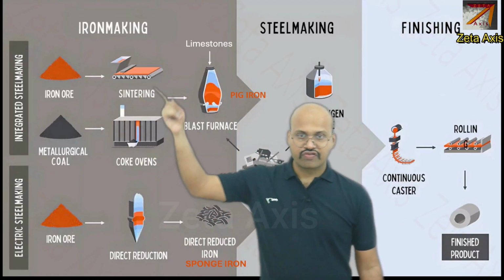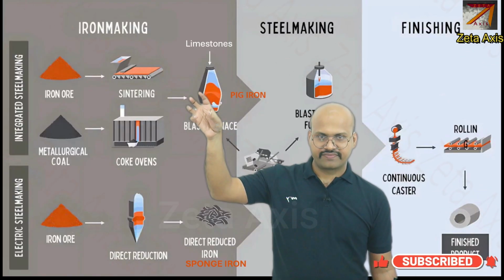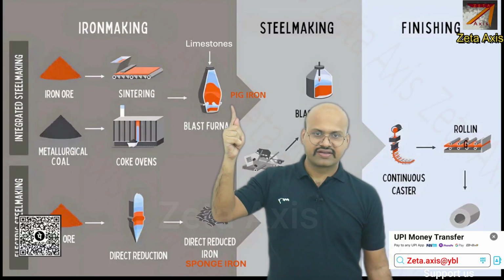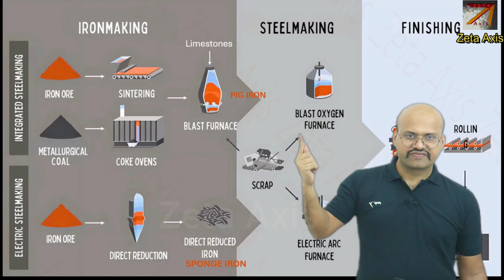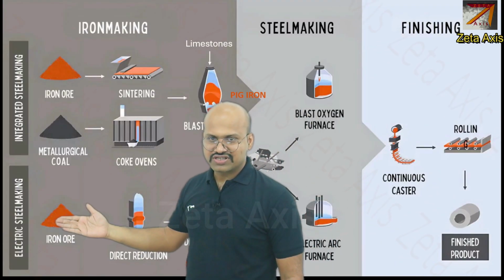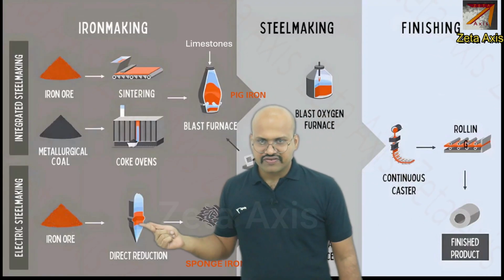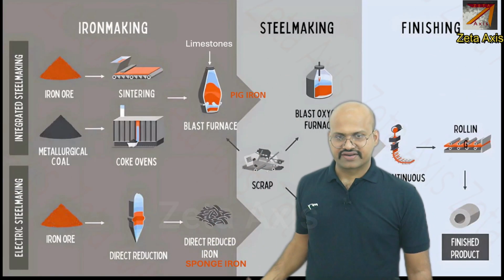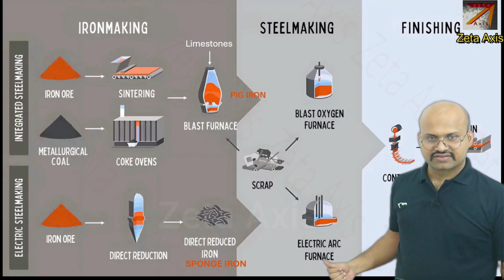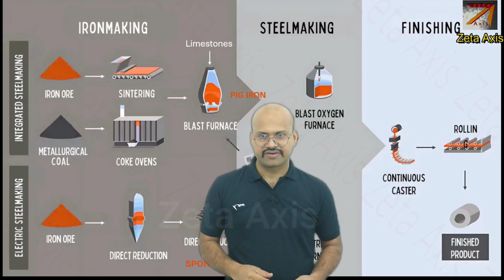Now both of these along with limestone are mixed in a blast furnace, and here we get a slurry which is pig iron. This pig iron can then be used in a basic oxygen furnace to make steel. Similarly, there is another process where we use the iron ore for direct reduction. We will see this process later in the slides. After direct reduction, we get sponge iron, and this sponge iron is then used in an electric arc furnace, and from here we get steel which can be processed to make whatever finished product we require.